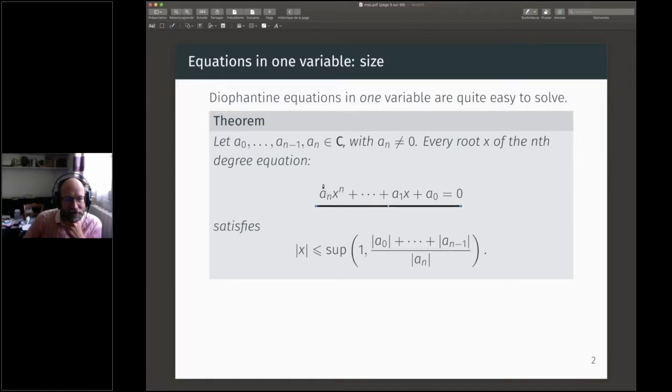A polynomial equation with an, ..., a1, a0. Those are coefficients. And the unknown is x, and this is a polynomial relation, and the degree is n. And if I want to solve such an equation, like it could be x^3 plus x plus 2 is 0 or something like that, then there is a general theorem that there is a bound on the size of the solution.